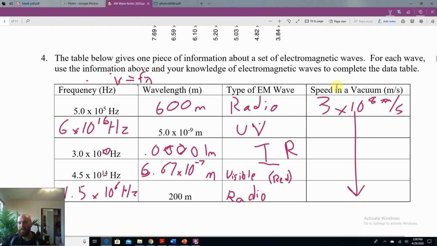Alright, and last up, speed in a vacuum. I know it's redundant to make you do the same thing over and over again, but I wanted to make a point out of this. They all travel the same speed in a vacuum.